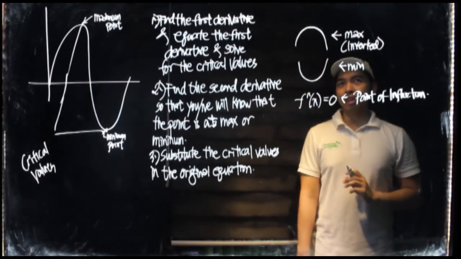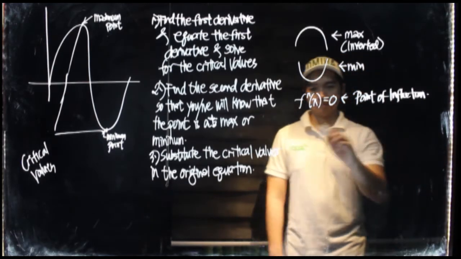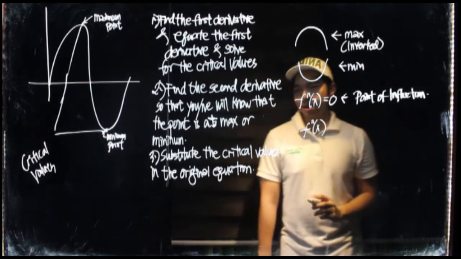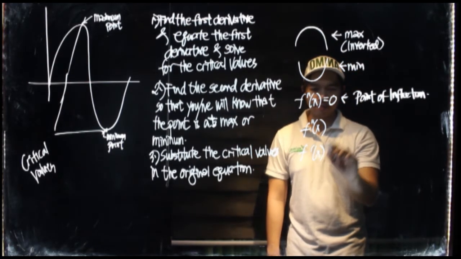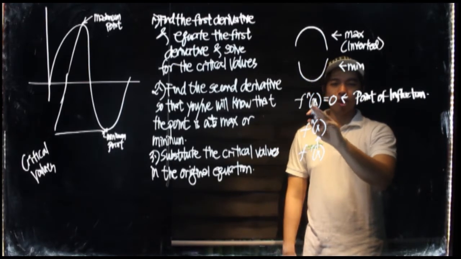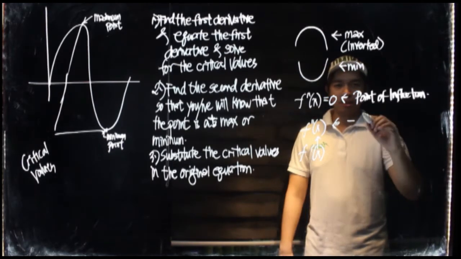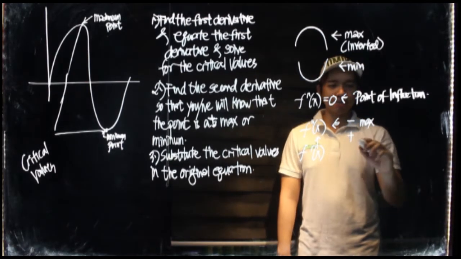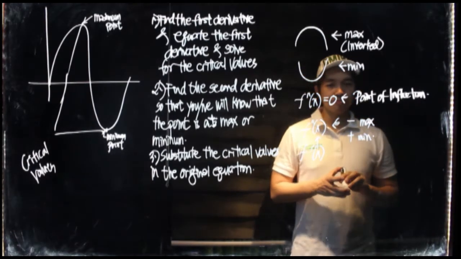So, how do we determine if the point is max or min? The point is maximum if we substitute the critical value we obtained from f prime of x into f double prime of x, and the value of f double prime of x is negative. If the value is positive, that means it is a minimum. So those are the two conditions.